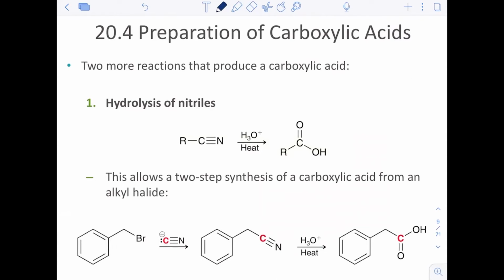We also saw hydrolysis of nitriles last chapter. This hydrolysis of nitriles, taking the carbon triple bonded to the nitrogen, adding H3O+ and heat to make it a carboxylic acid, is a great way to add on the carbon, right? It's a synthetic step we used last chapter to increase the number of carbons in our molecule.